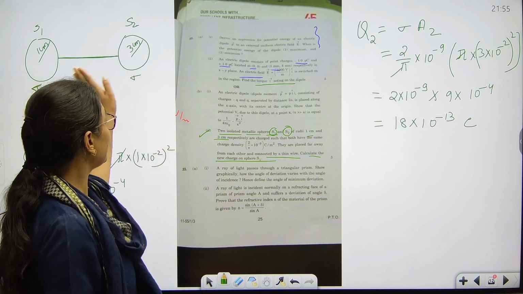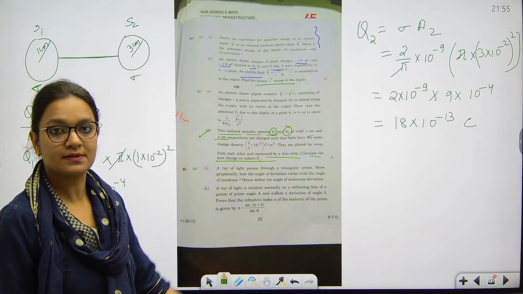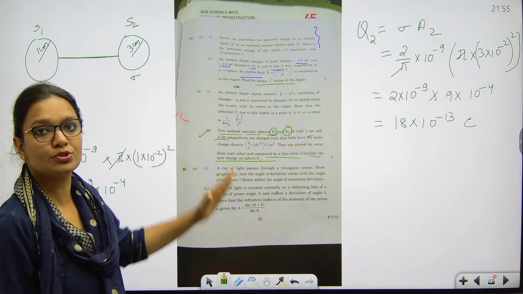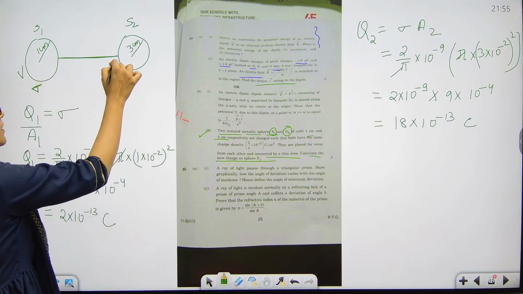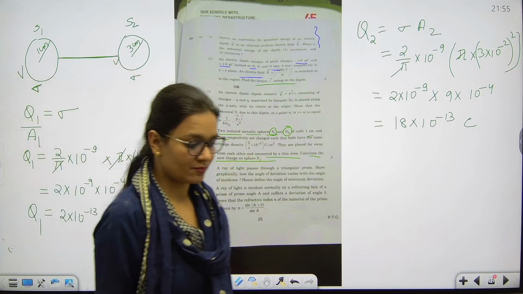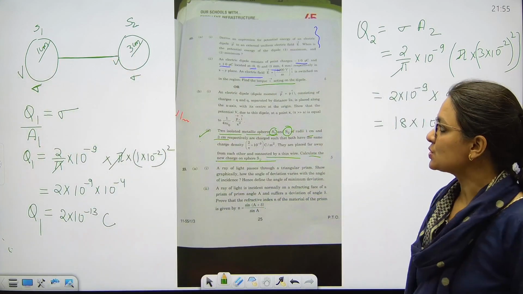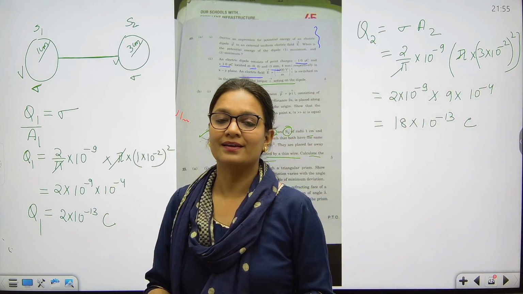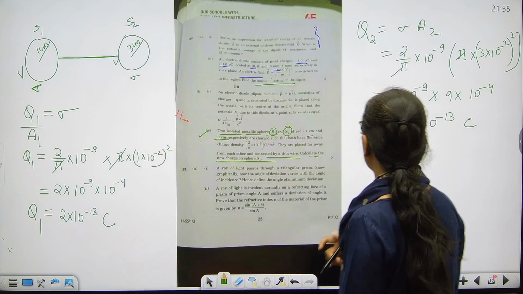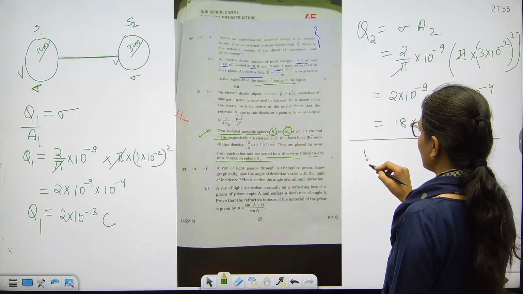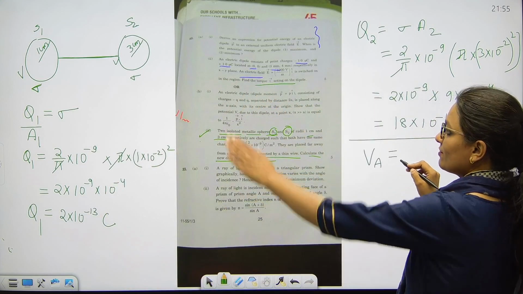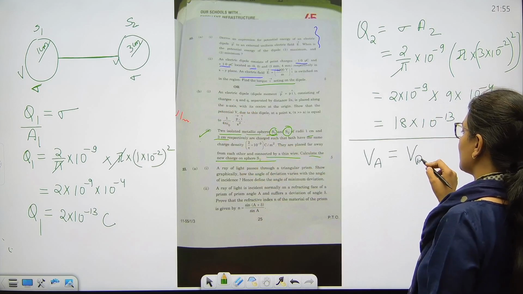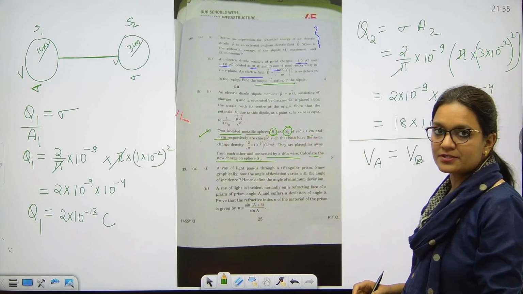Now once you connect them with the wire, charge redistribution will take place till the potential of both the spheres will become same. So what is the potential of a spherical body? KQ by R. KQ by the radius, है ना? So when the potential of the first body becomes equal to the potential of the second body, the charge redistribution will stop.